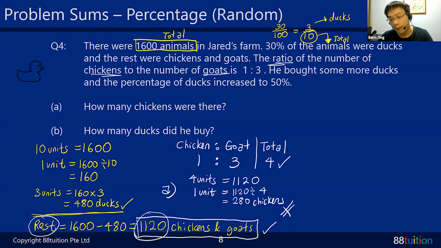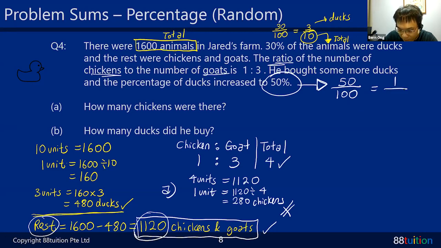Then he went to the market and he bought some more ducks. And the percentage of ducks increased to what? 50%. What's the meaning of 50%? Isra, the answer is not 320. Try again. What's the meaning of 50%? 50% means what? 1/2, right? How do I get 1/2? 1/2 is actually 50 over 100. Correct? Isn't it 1/2?